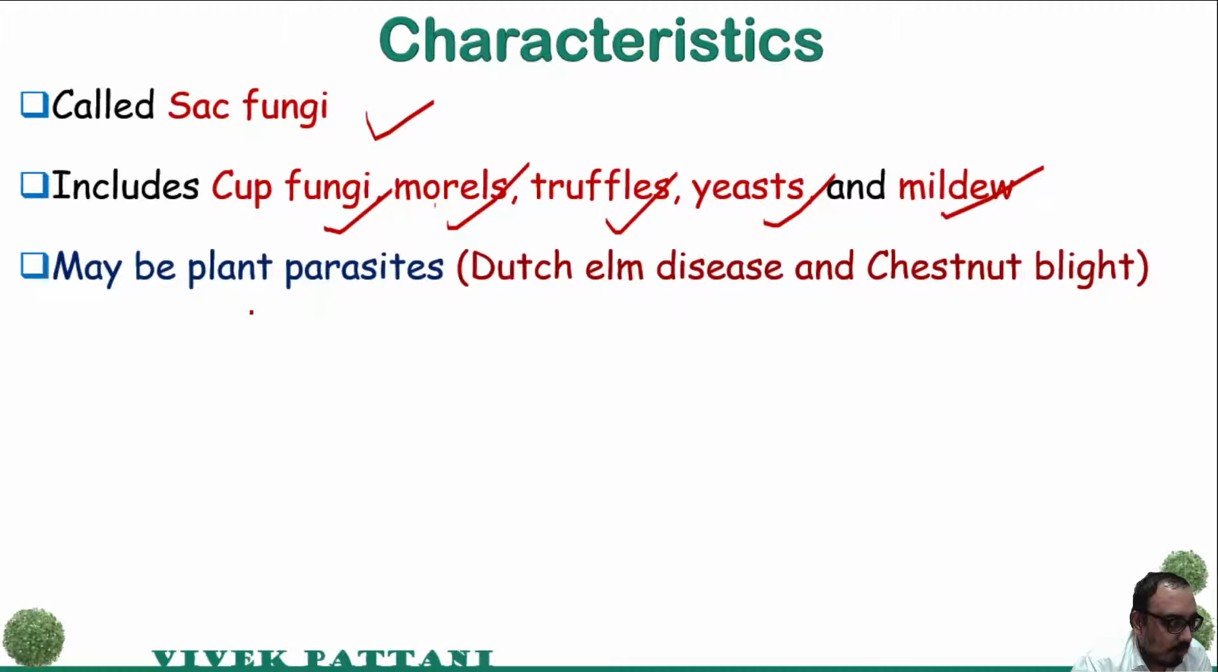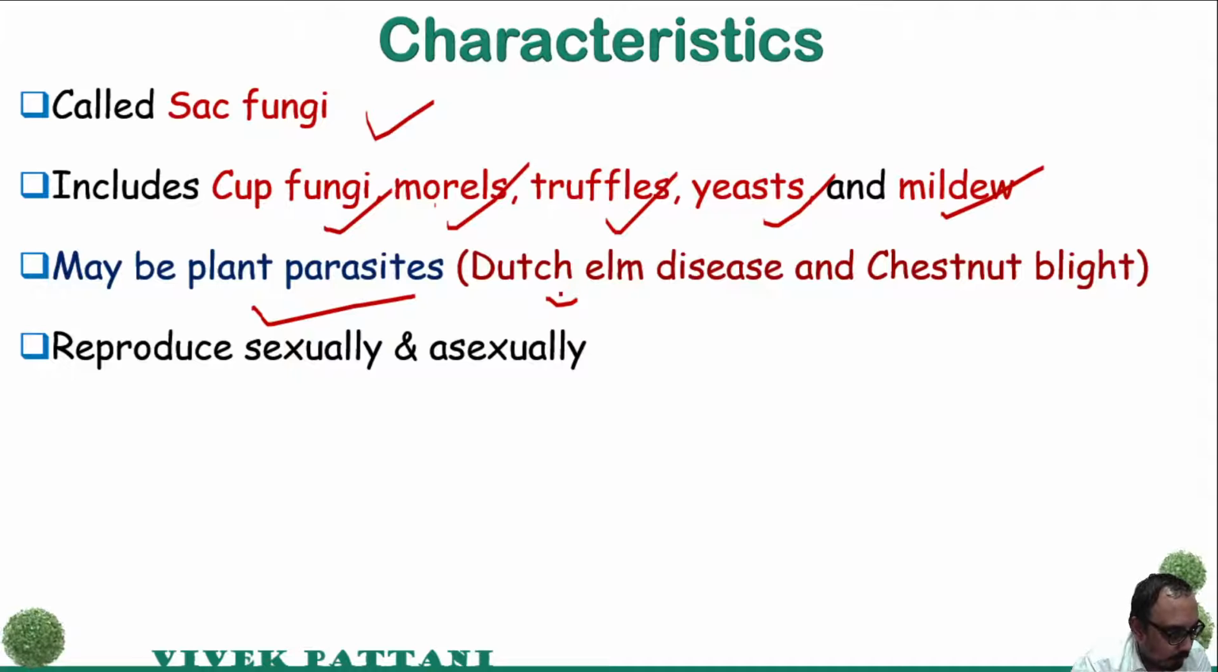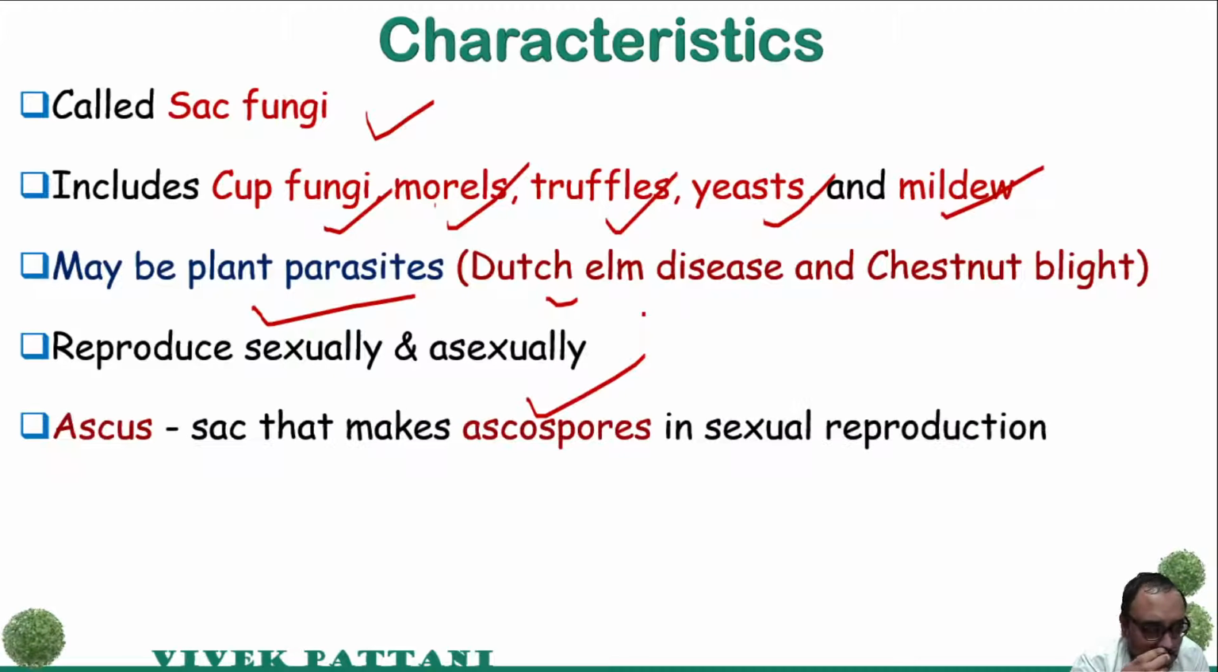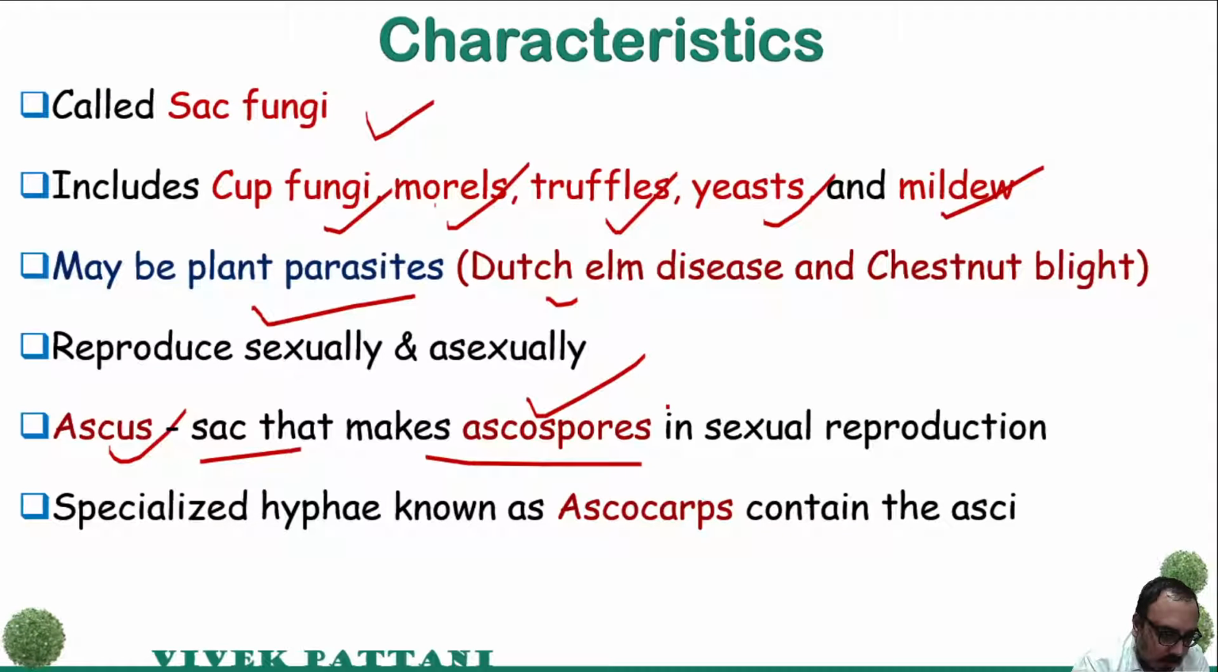Okay. They may be plant parasites also, such as Dutch elm disease and chestnut blight, and they reproduce sexually as well as asexually, and their specialty is the production of asci. Basically, an ascus makes ascospores in the sexual reproduction, and the specialized hyphae known as ascocarps contain asci.